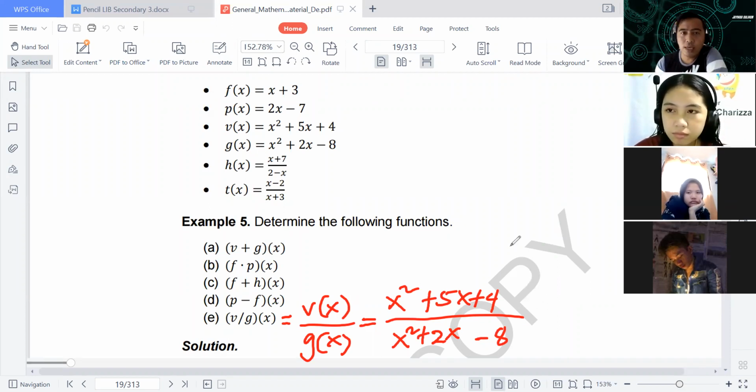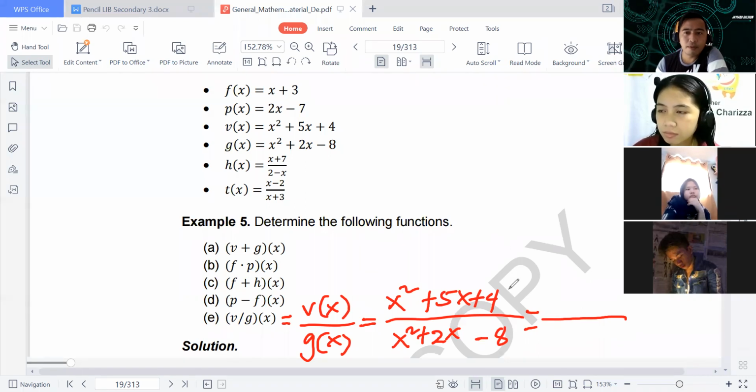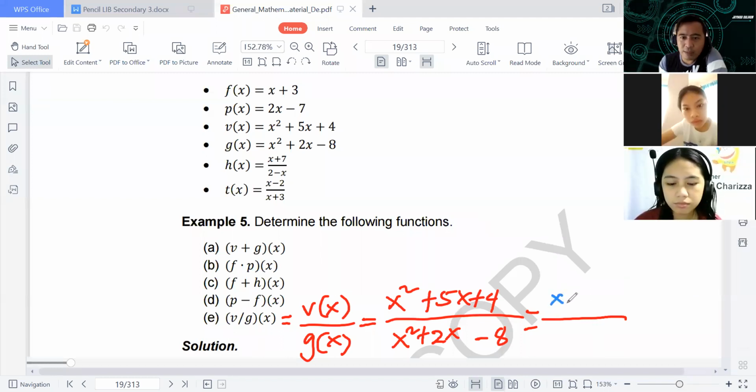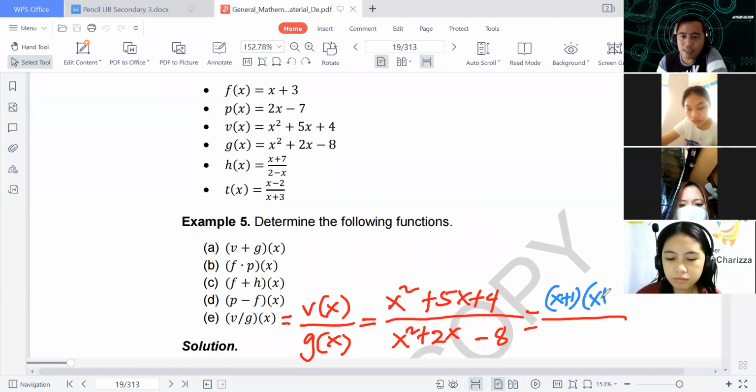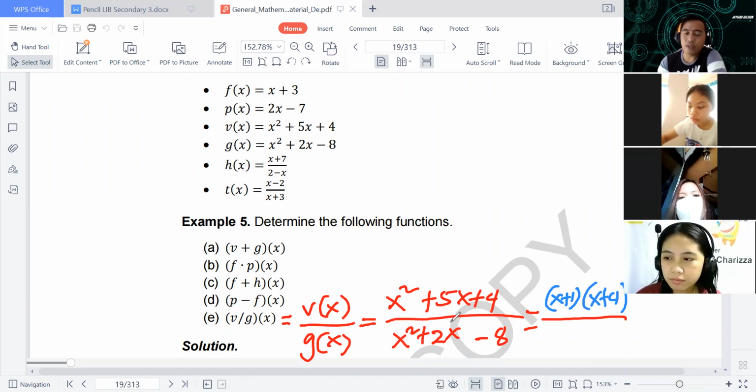Now, the question is, is the numerator factorable? Can we find factors of 4 wherein if we add, it will be 5? What are the possible factors of 4 that if you add, it is positive 5? 4 and 1. Very good. 4 times 1. So it will be X plus 1, X plus 4, right? If you multiply it again, it will be equal to that.